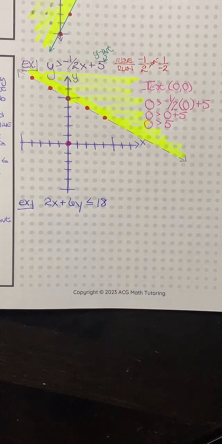All right, 6 on the y-intercept. Okay. How did you get 6?